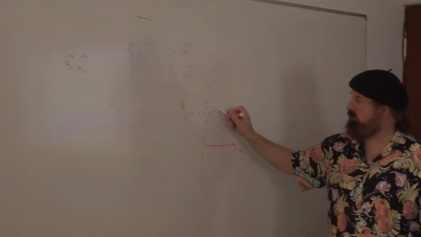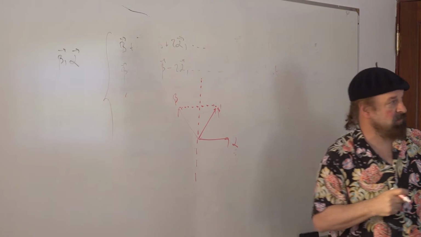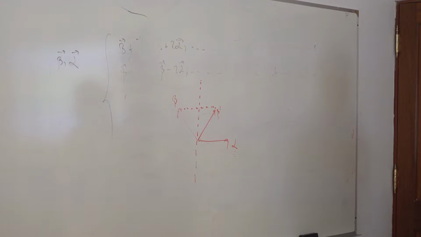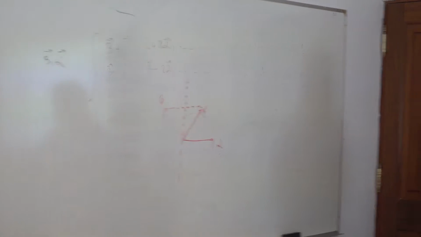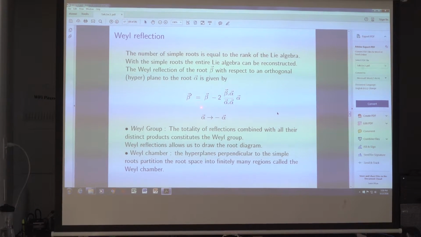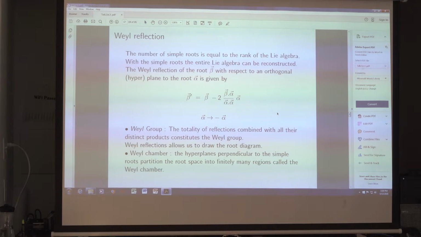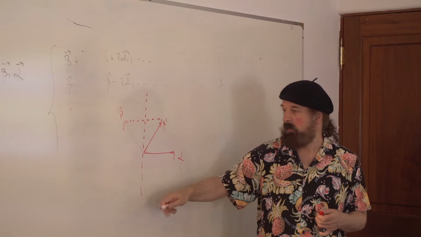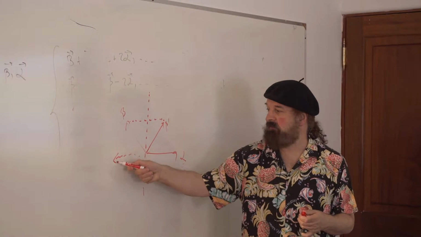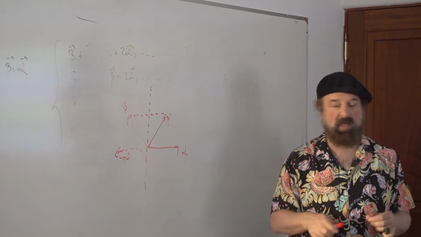So what happens? The Weyl reflection will give you this vector, beta prime. Now, what happens if, in this very special case, you replace beta with alpha? If beta becomes alpha, you get alpha minus 2 alpha, okay? Because it makes sense. The reflection of alpha with respect to the mirror will give me negative alpha. So this is what I mean by the Weyl reflection of a root with respect to another.